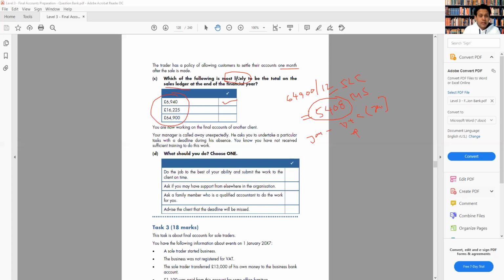So this is the most likely one, most likely. This type of question you need to be careful, because if you don't know the meaning of most likely, maybe you will do a lot of calculation just to find the exact figure, and you are thinking it's not matching, and you spend a lot of time on 1 mark. So if the question says most likely, you are not looking for an absolute figure.